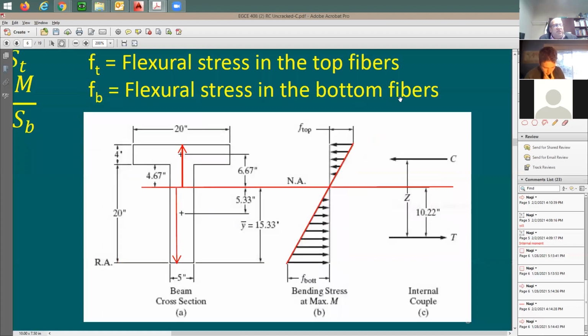These dimensions are just taken from a solved example, right? So not all beams are going to have this 20-inch depth, or 20 inches for the stem depth, and 5 inches for the width of the stem, and 20-inch flange width and this kind of stuff. It can be different from beam to beam. But I just put it here for illustration, to explain what I'm talking about.